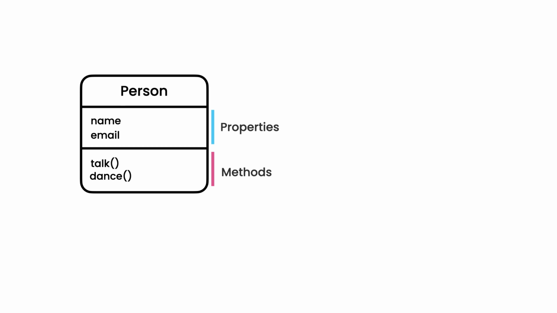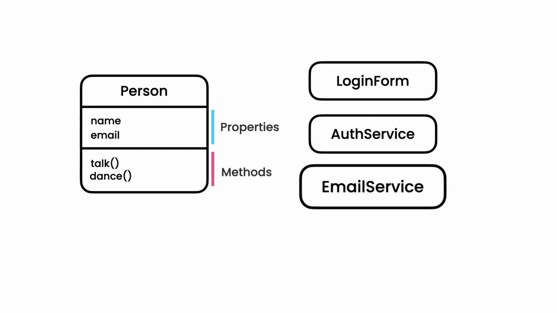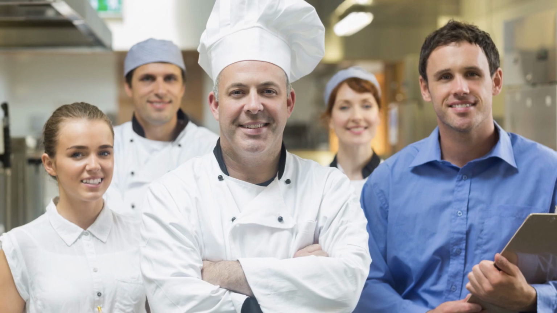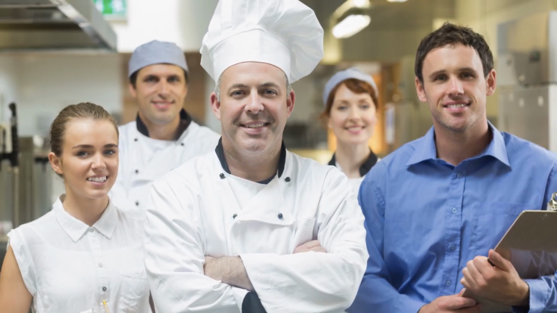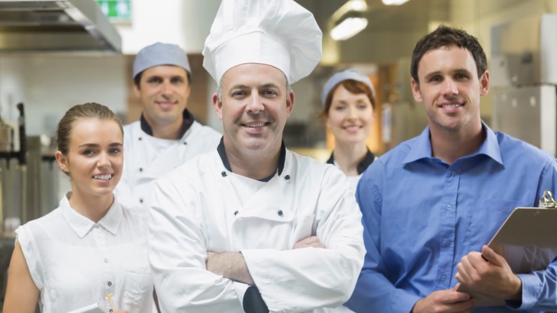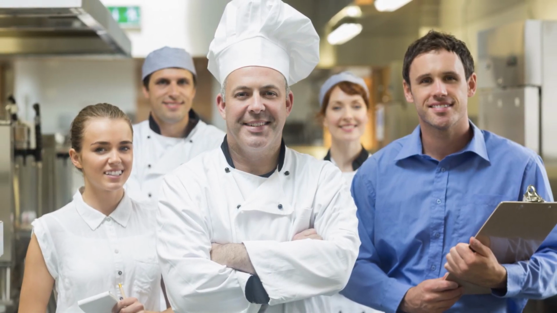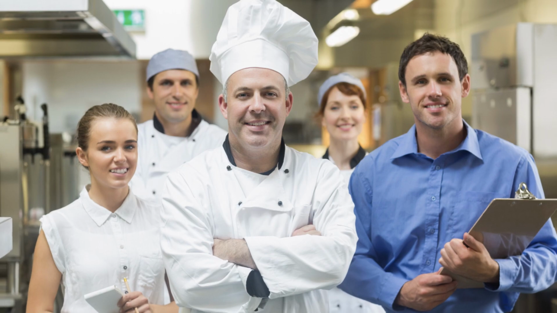Similarly, in a real application, we can have an object representing a login form, as well as objects for authenticating users, sending emails, and so on. So each object is responsible for a single task, kind of like how people work together in the real world. For example, in a restaurant, we have different people, each responsible for a single task. We have a hostess, a chef, a server, and many other roles, right? So that's the idea of object-oriented programming.